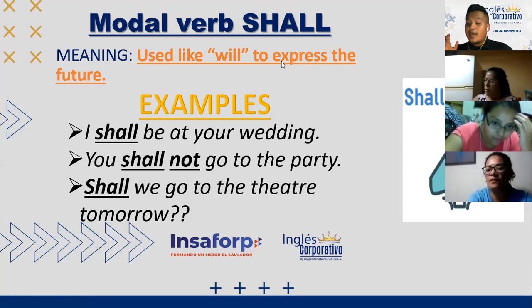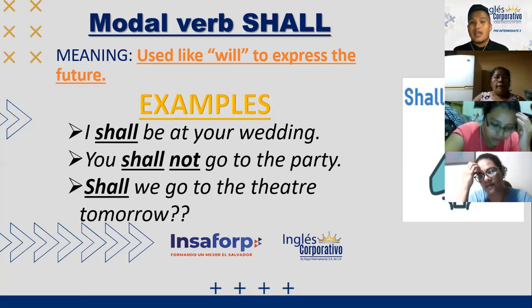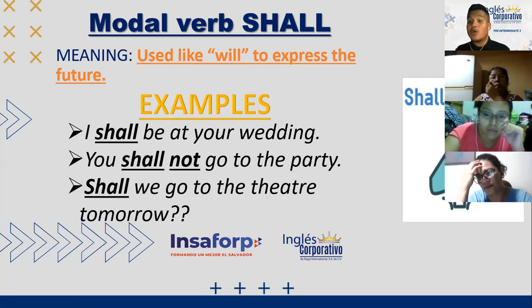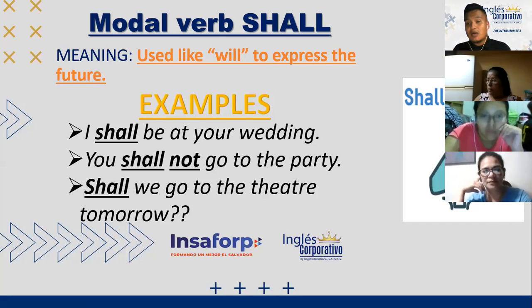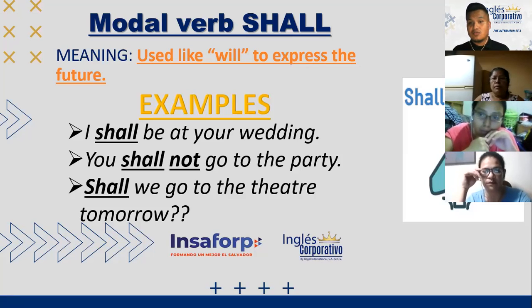So, let me explain something to you. Shall was commonly used in the ancient language. En el lenguaje viejo en inglés, vea. Shall, before, was used to talk about the future. Yes, but nowadays, hoy en día, we use the modal verb will. Usamos will to refer to the future. But in the past, in the English language, most people solían usar shall to refer to the future. But nowadays we have will, okay? So, do not get confused on that.